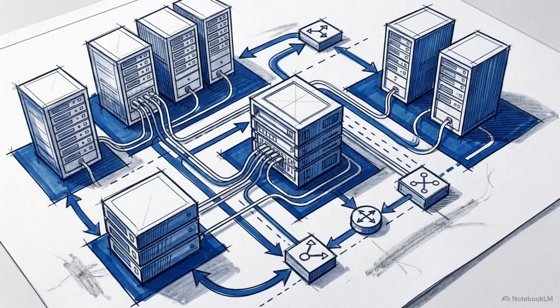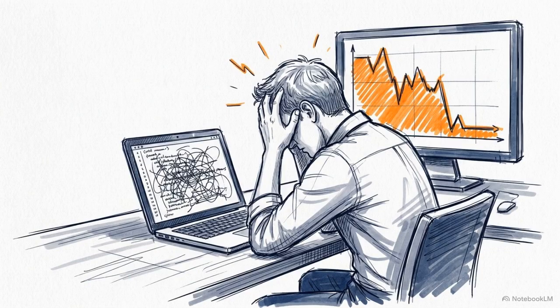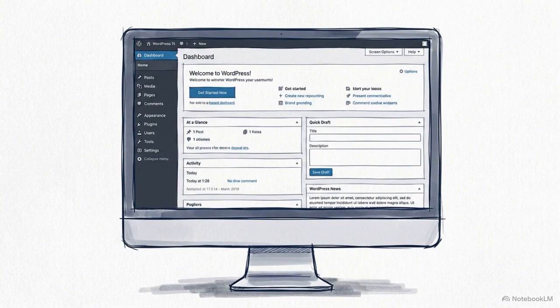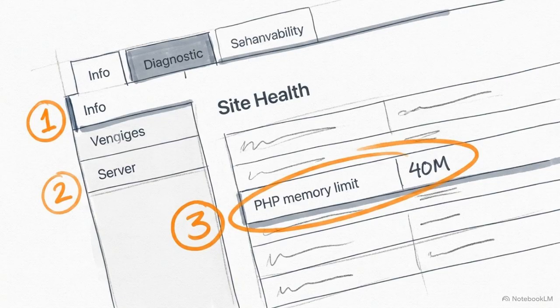You have to map the actual server architecture you are running on. Without knowing exactly where these physical boundaries are, you are just guessing at fixes while your site remains vulnerable to outages. To find your current ceiling, we start right inside the WordPress dashboard. Navigate to Tools, select Site Health, click the Info tab, and scroll down to the Server section. Look for the row labeled PHP Memory Limit.